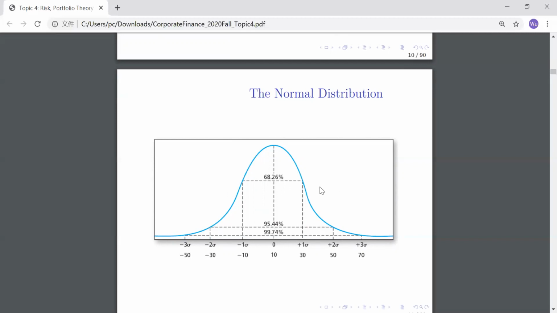And this is the graph that shows what the normal distribution looks like. Now you can see, this is the standard deviation. 68.26% of the observations fall within one standard deviation, that is, minus one standard deviation to plus one standard deviation. Now 95.44% of observations fall within two standard deviations. 99.74%, which is almost everything, falls within three standard deviations around the mean. The mean is at the 0 point here.